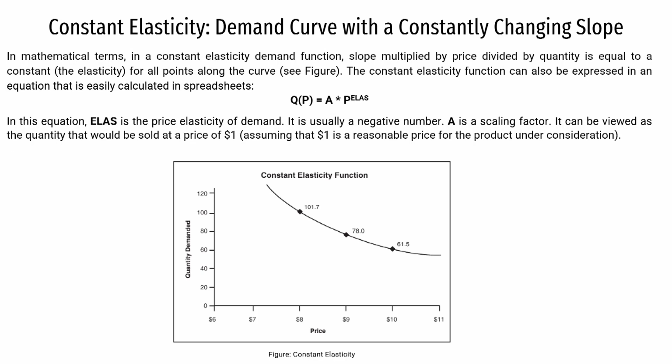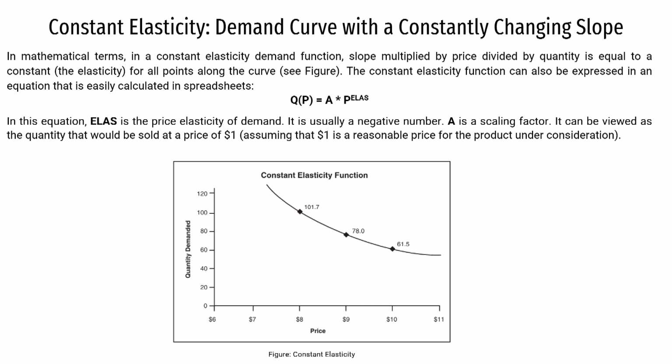In mathematical terms, in a constant elasticity demand function, slope multiplied by price divided by quantity is equal to a constant value, which we are terming as elasticity, for all the points along the curve, whether it is at price point $7, $8, $9 or $10. This ratio will remain constant.